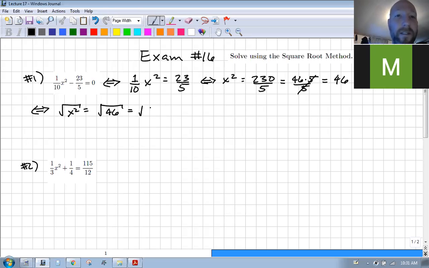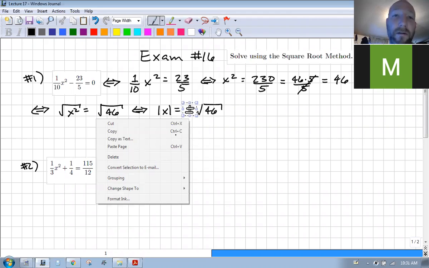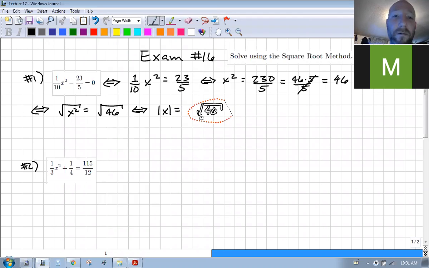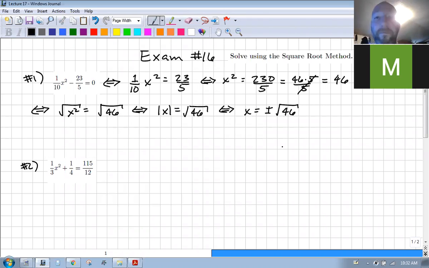And let's see, 46 is 2 times 23. So we can't really reduce that anymore. So we have absolute value of x is positive negative square root 46. No, not yet. So x is positive negative square root of 46. Is that what y'all got?